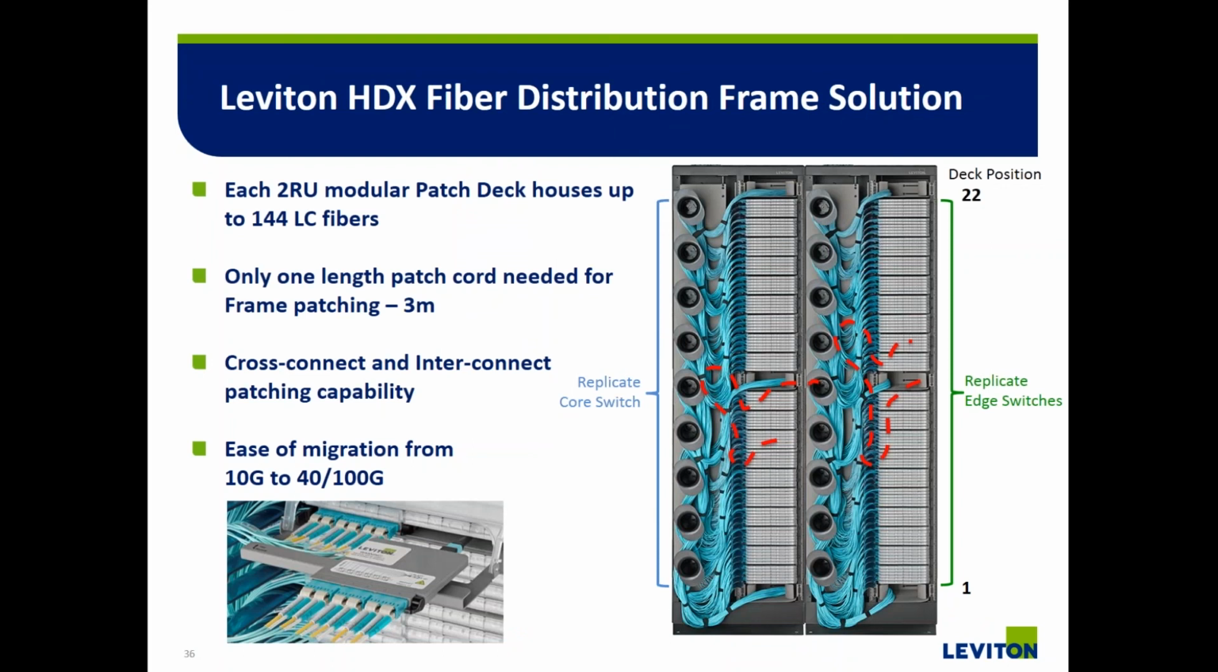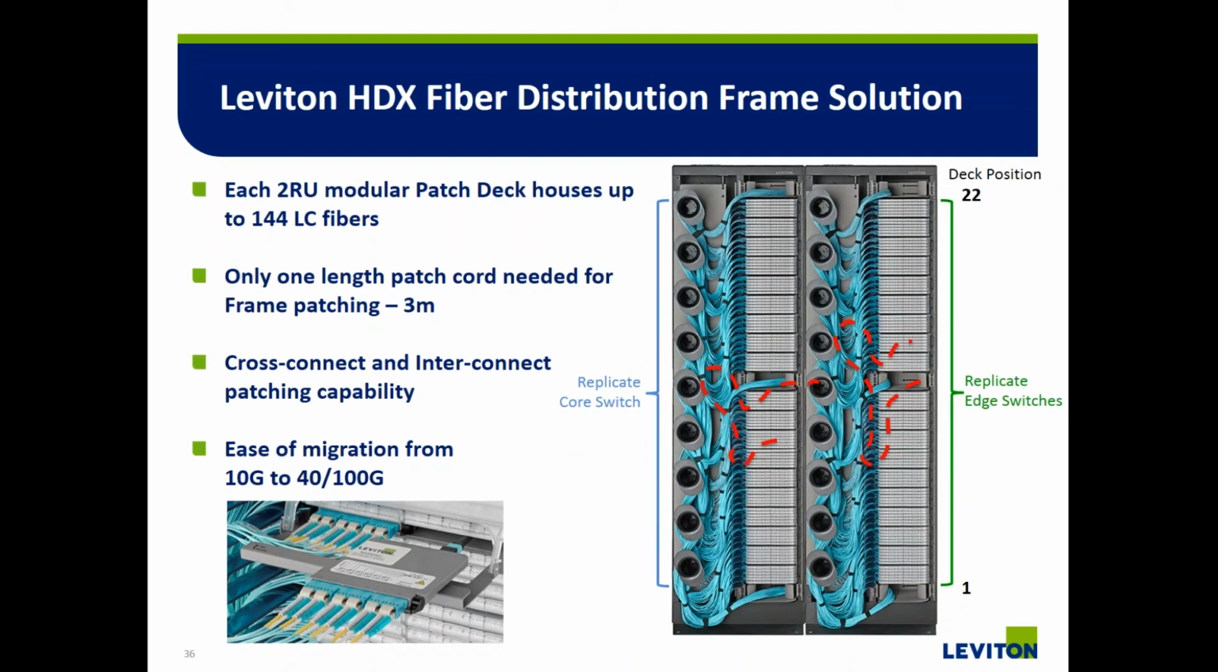So back to our HDX frame solution. A frame can accommodate up to 22 2RU modular patch decks that can hold up to 144 fibers. Only one length, a 3-meter patch cord, is needed to patch within the frame. If you go in between frames, you still only need one length, a 5-meter patch cord, to do the job.